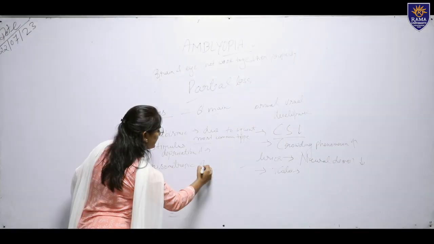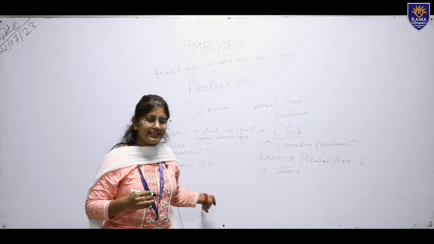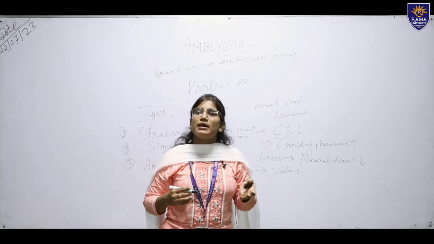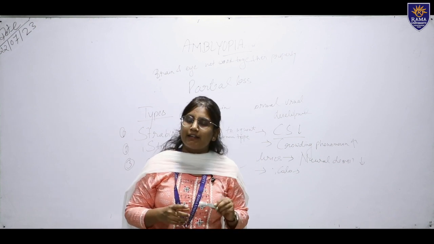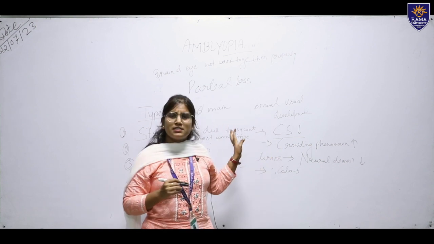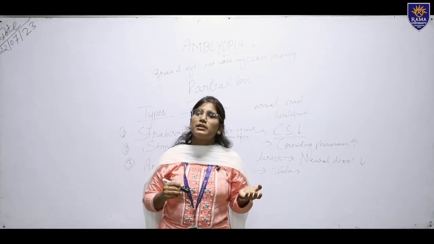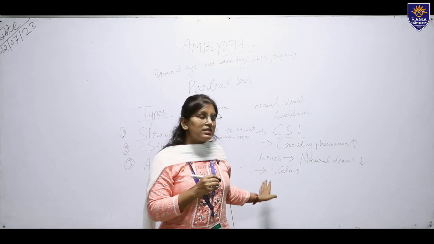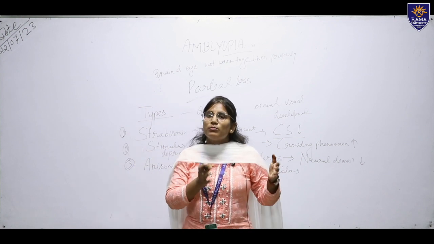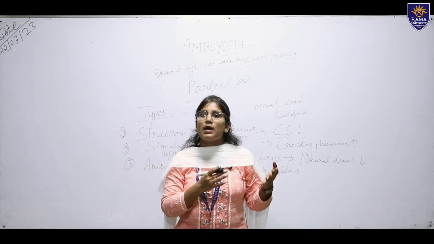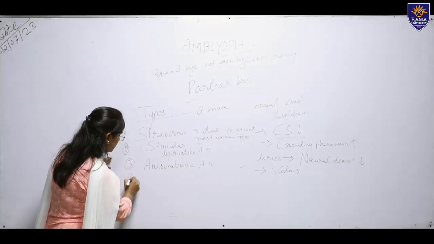Third one is anisometropic amblyopia. As indicated, anisometropia means unequal refractive error in both eyes. That type of anisometropic amblyopia develops because of unequal refractive error. Anisohypermetropia is more considered in amblyopia in comparison to anisomyopic amblyopia.